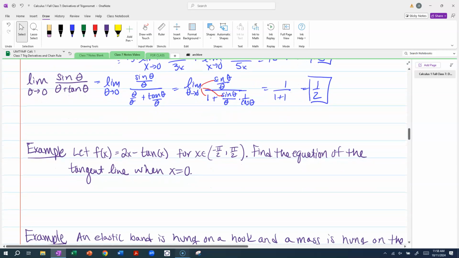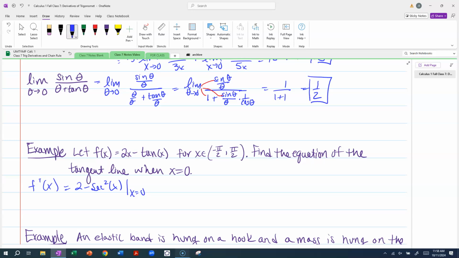Next example, okay? We have a function, and we need to find the equation of the tangent line. For a tangent line, we know we have to find the derivative, and the derivative evaluated at the point is our slope. So we get 2 minus secant squared of x, and then I have to evaluate this at x equal to 0. Secant of 0 is 1, and squaring that is still 1, so I just get 1.